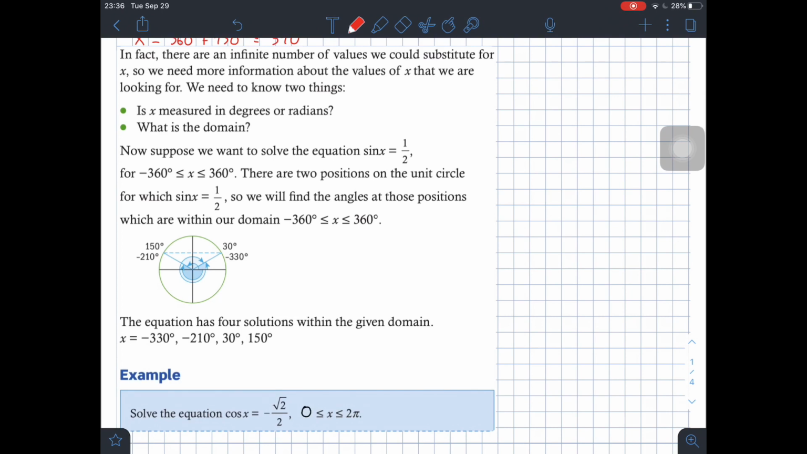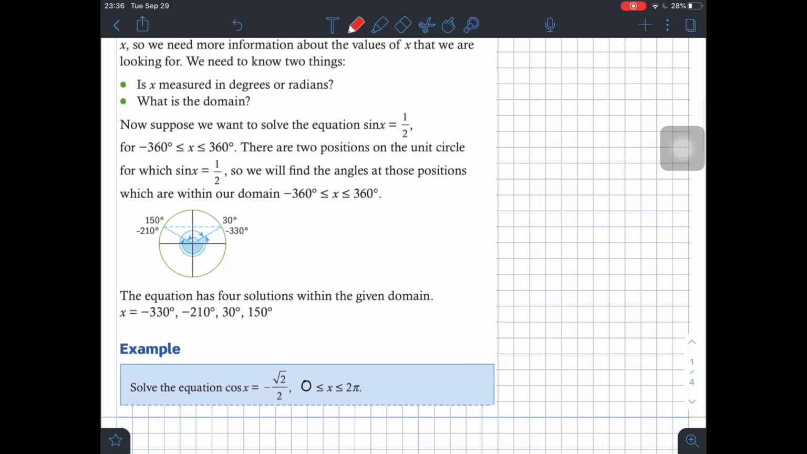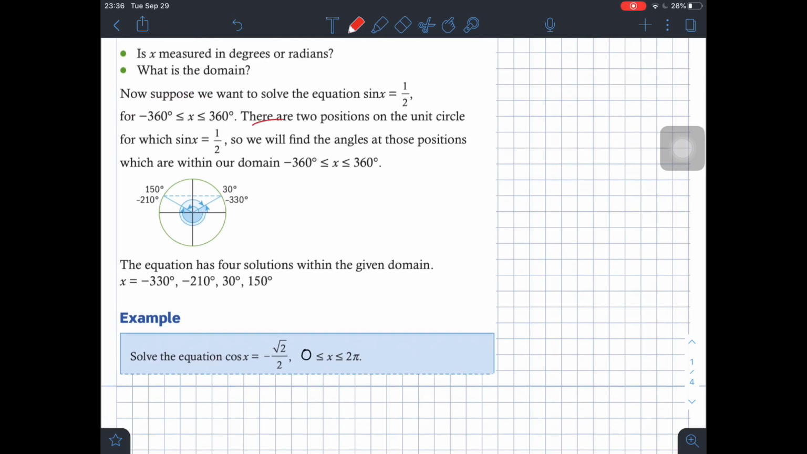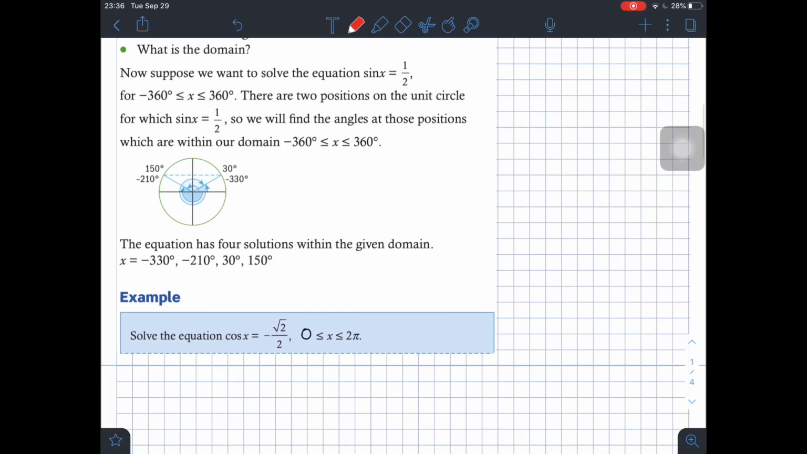So it says, now suppose we want to solve the equation sine of x equals 1/2, the one we were doing recently, but now we're given a restricted domain from negative 360 degrees to 360 degrees. So there are two positions on the unit circle for which sine of x is equal to 1/2. So we find the angles at those positions which are within our domain, negative 360 and 360. So one possible solution is right here for 30 degrees. A second possible solution will be for 150 degrees.